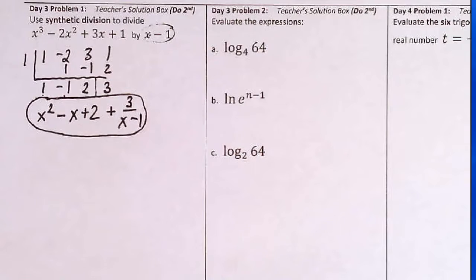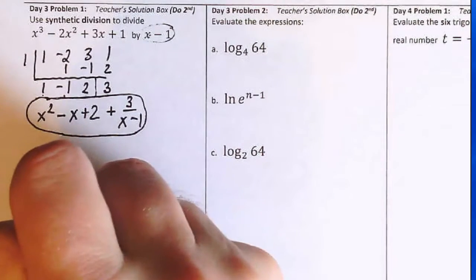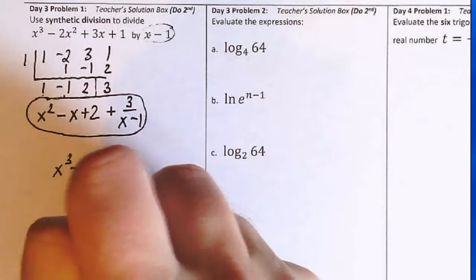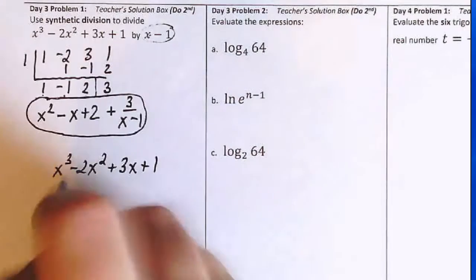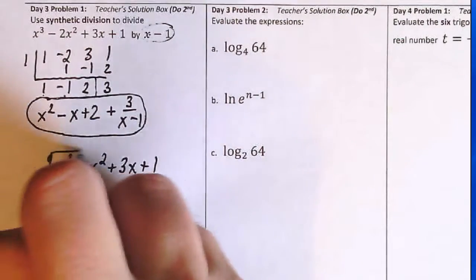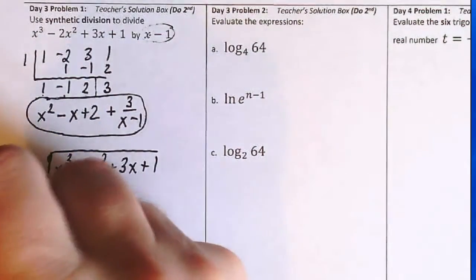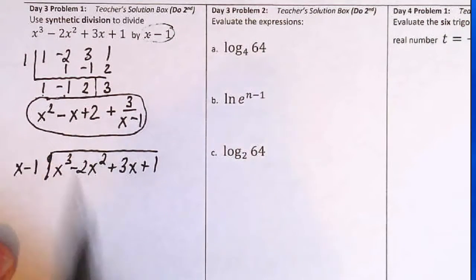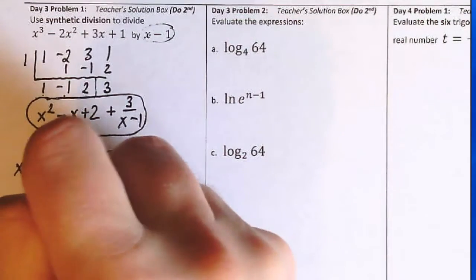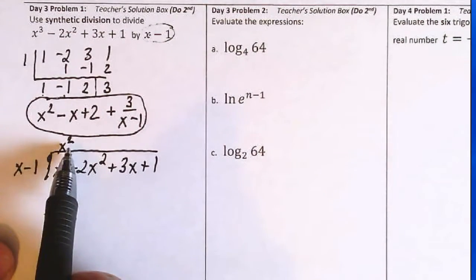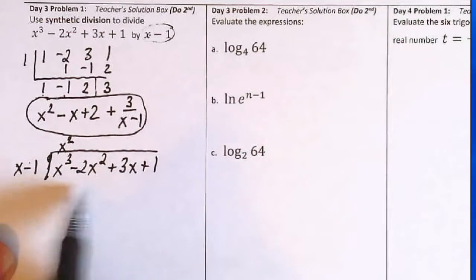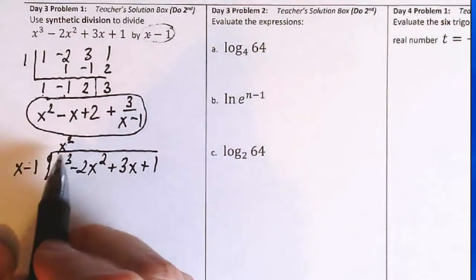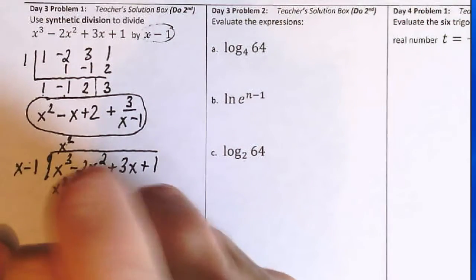If you were to use long division, you would write down the polynomial x cubed minus 2x squared plus 3x plus 1, and you would divide using the long division bracket by x minus 1. X times what is x cubed? X times x squared is x cubed, and you'd write the x squared up above. And then you multiply these together and write down underneath. X squared times x is x cubed, and x squared times negative 1 is negative 1x squared.